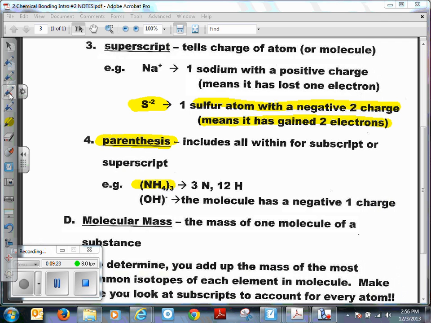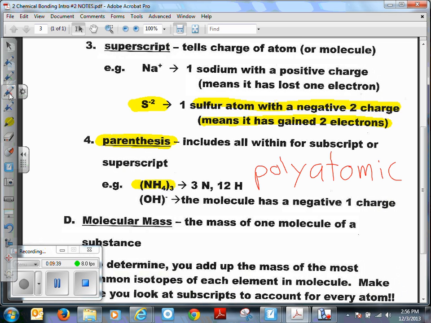ion. Okay? So the word poly, what does that word mean? It's more than one. It's many. Poly means more than one. Monatomic would be one atom. Polyatomic would be multiple atoms.